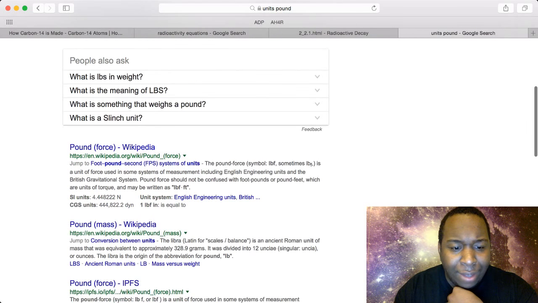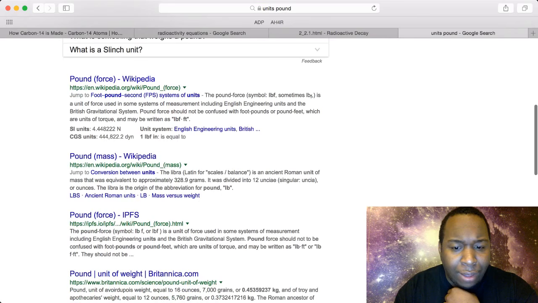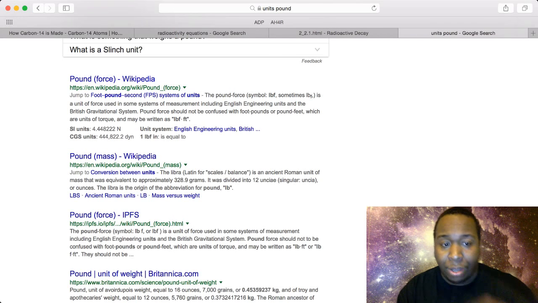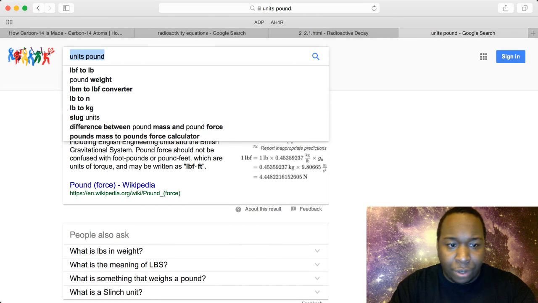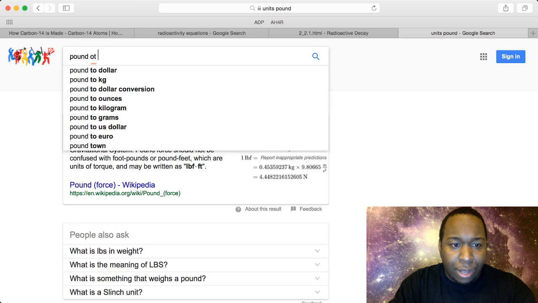But I saw something before, and I think it's equal to a slug times, where a slug is going to be the unit of mass, times some sort of acceleration. I can't remember what the unit is, but it's not a hard conversion to do. But let's just go ahead and just say pound to kilogram.